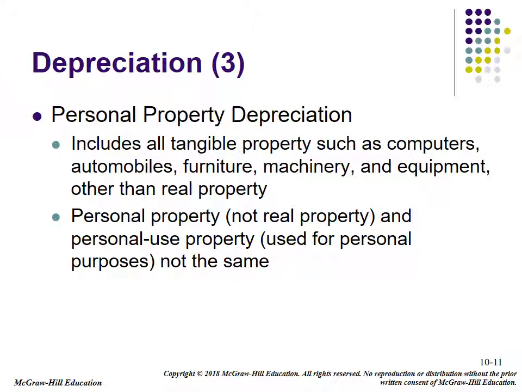So personal property depreciation is our first area. It includes all tangible property such as computers, vehicles, furniture, machinery, equipment, other than real estate, real property. Personal property, not real property, and personal use property are not the same. Be careful of that. These are personal property assets used in a business. They are not personal use. If the assets are used by you personally, not in your business, it'll say personal use. So that's how we keep the two separated in taxes.